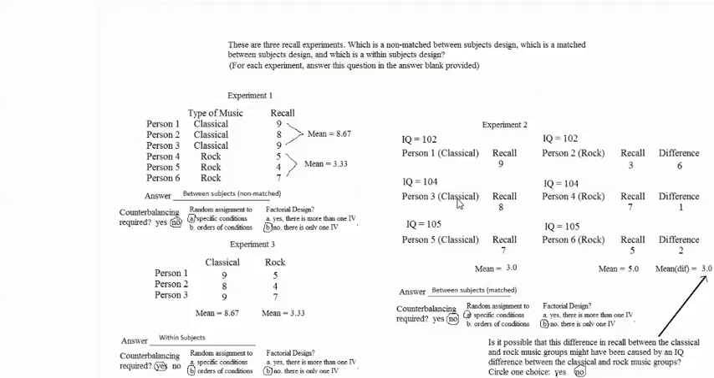Because when the 2 groups are equal in IQ, then we know that the difference in performance between the groups can't be because of IQ. So IQ was ruled out as an alternative explanation, and we're more confident that the classical music is what had the effect. That's the point of the matching.